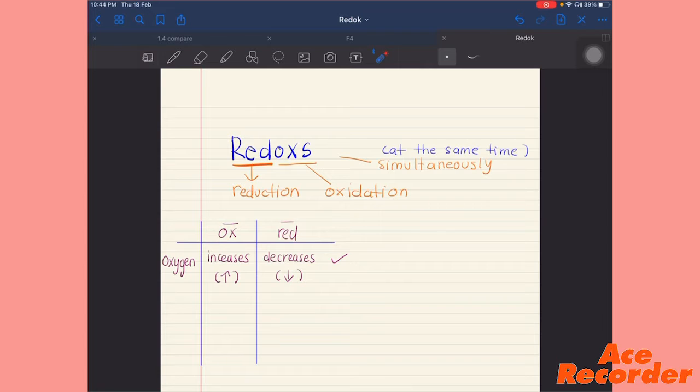What is the first method? We look at the oxygen, whereby when the oxygen increases, we call it oxidation. When the oxygen decreases, we call it reduction.